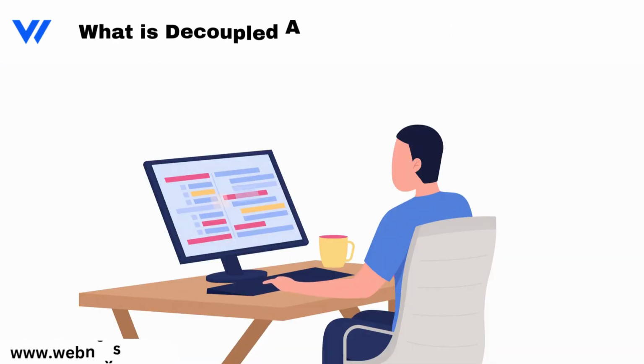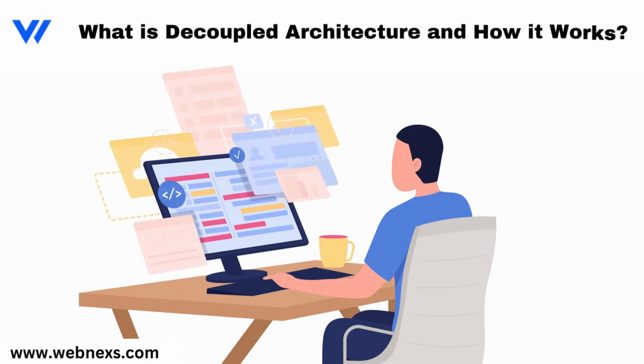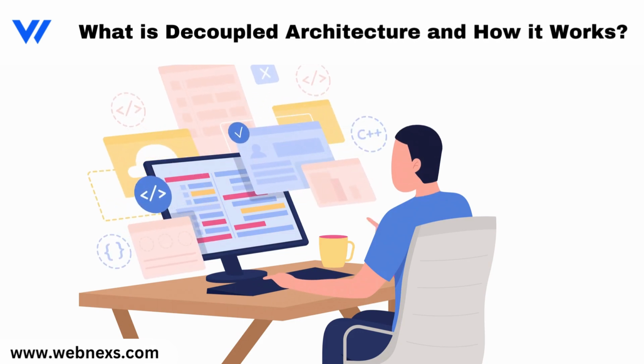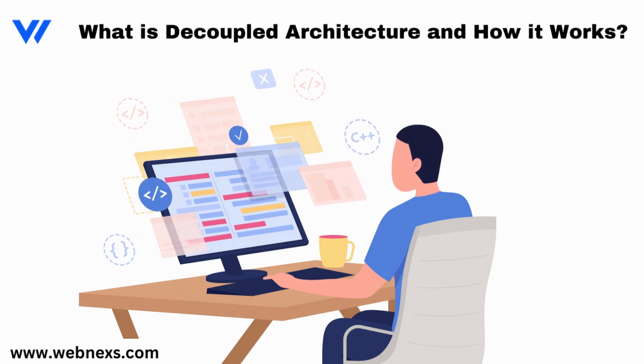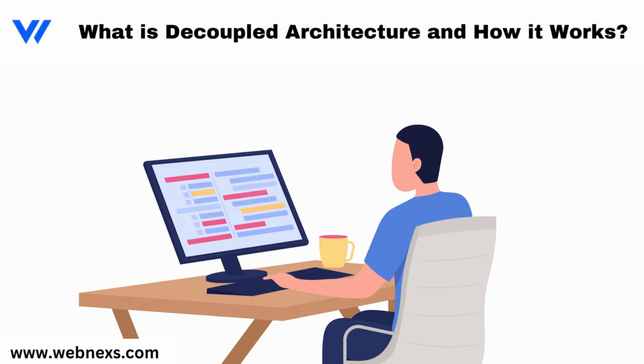What is decoupled architecture and how does it work? In a decoupled architecture, the front end can access certain features of the back end, such as authentication or user management, while still being able to operate independently. This allows for more control and customization over the front end, while still maintaining the benefits of a separate back end.